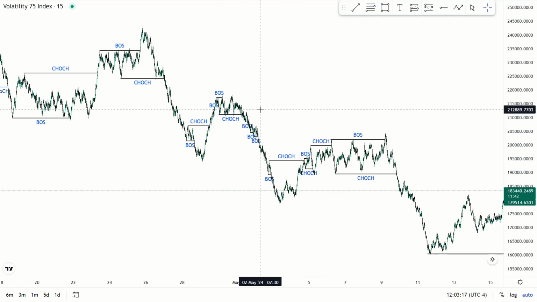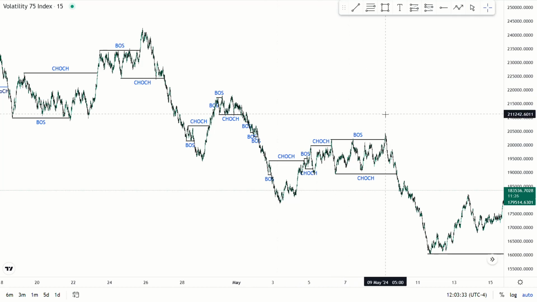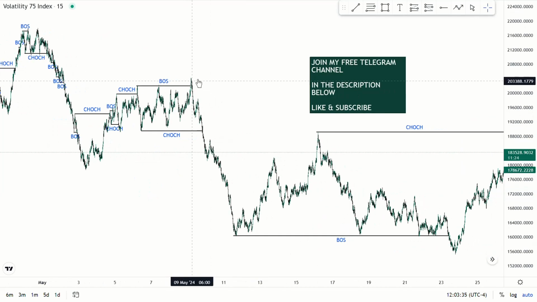Now I'm not giving you the whole daily bias, all right, because there's a lot that you have to look at, but I can give you my favorite, what I look for. Okay, this is volatility 75, and I'm on the 15-minute chart.